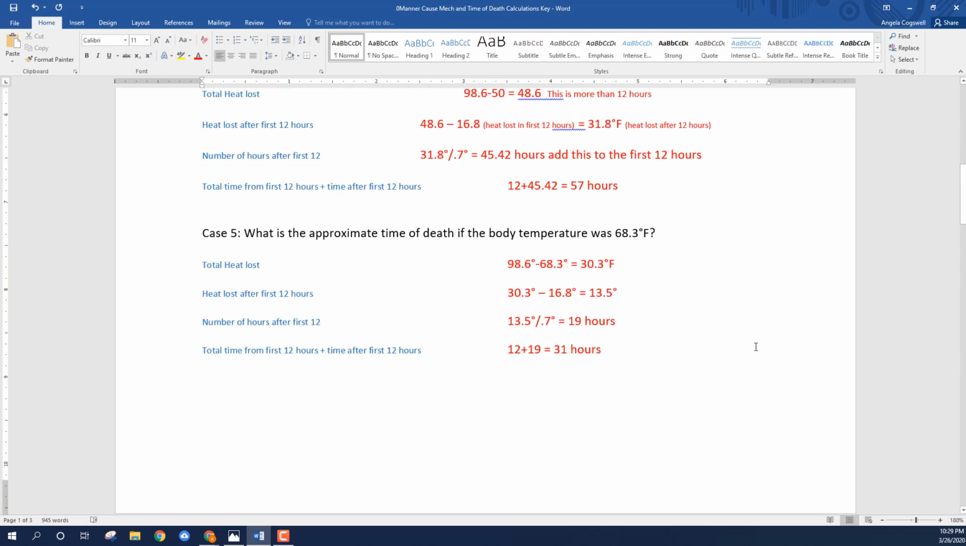We go on to number 5. Again, this is another longer than 12 hours. We find our total heat loss of 30.3 degrees. We subtract out the 16.8, which is that first 12 hours, and it leaves us with 13.5. You divide your 13.5 by 0.7, the rate which is lost after 12 hours. That tells us that after they lost their first 16.8, when they lost this 13.5, that actually took 19 more hours. Add up the first 12 hours and the second 19 hours, and you get 31 hours total.